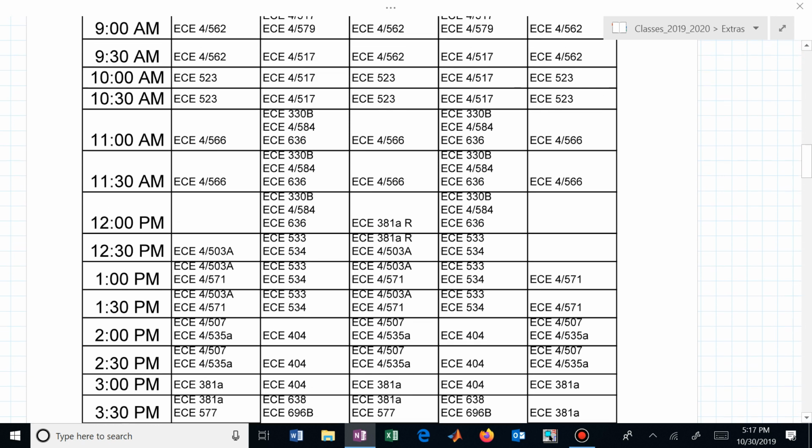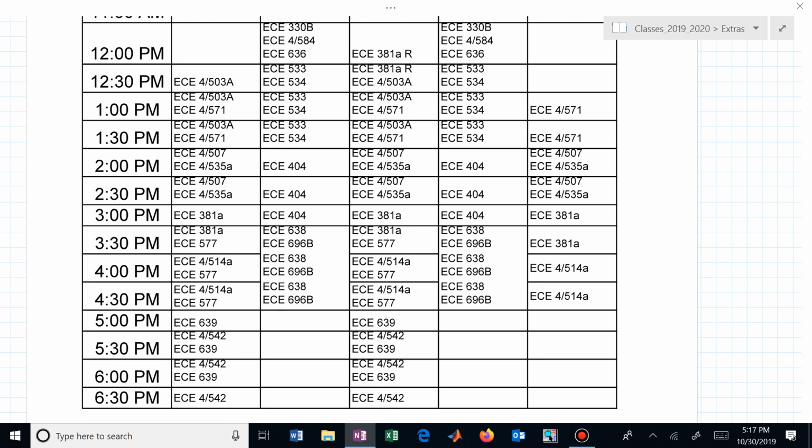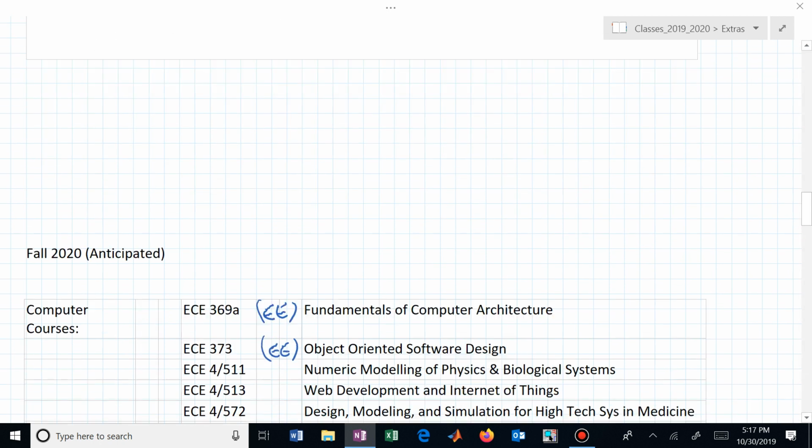And this just gives you a way to maybe better map out what you're interested in versus, oh, there's a conflict, I wanted to take those two. Okay, now you're going to have to make a decision on which of those two did you most desire to take. That's for the spring.